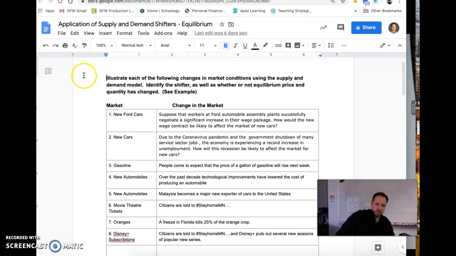Alright, here's a little help with the application of supply and demand shifters and equilibrium assignment. It should be, I think, assignment number 3 in your folder.